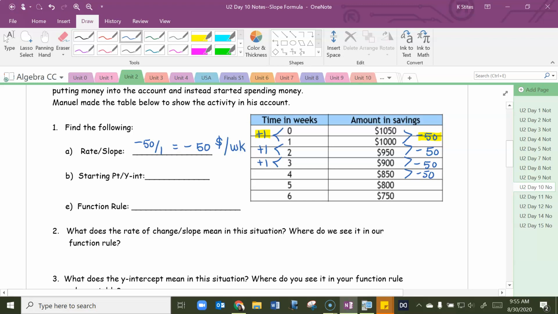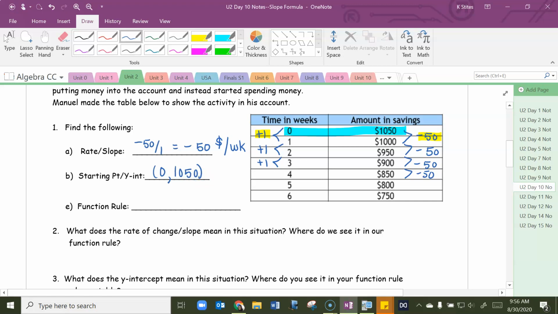Starting point or y-intercept, again, this is always a 0 comma. There is no other option. It is 0 comma. So you can just write that down right away and then find where your 0 comma is in your table. And this is 0 comma 1050.